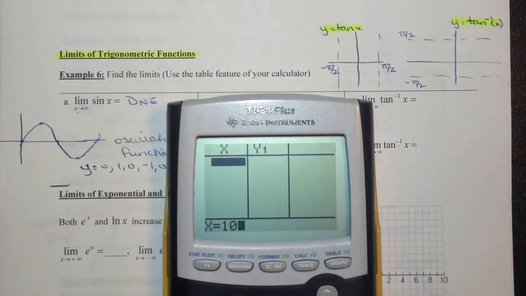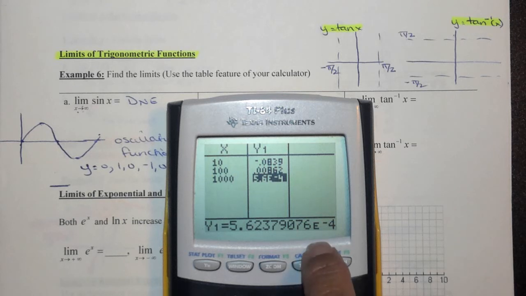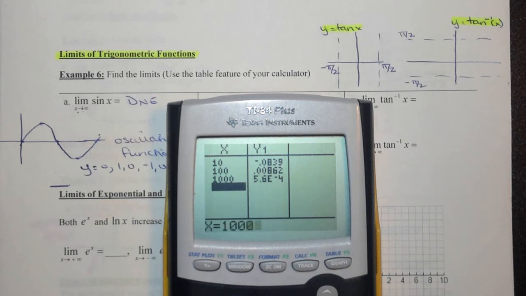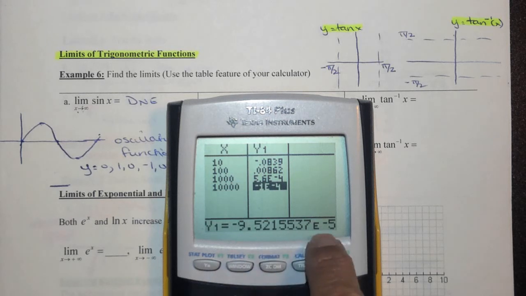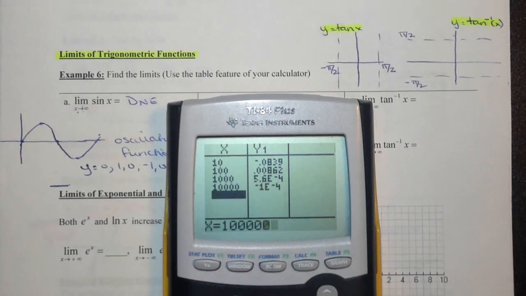So let's just put in 10. Okay, it's a small negative number. Put in 100. Okay, even smaller. Put in 1,000. Okay, what you need to think about is, what does this mean? 5.6 times 10 to the -4th power. Really small number. Okay, so 10,000. Even smaller number. Okay? Even smaller. So now you need to conclude what's happening.